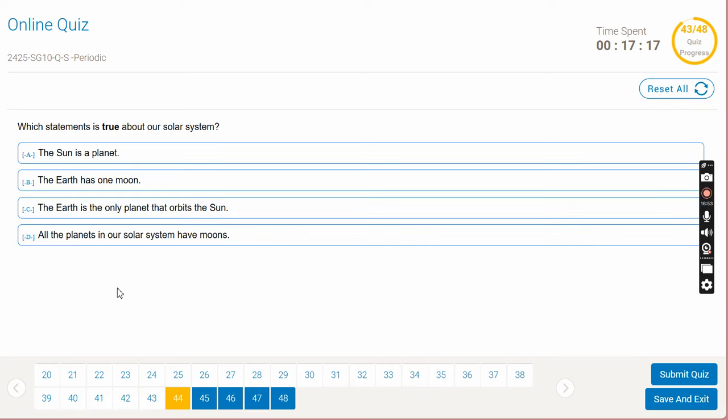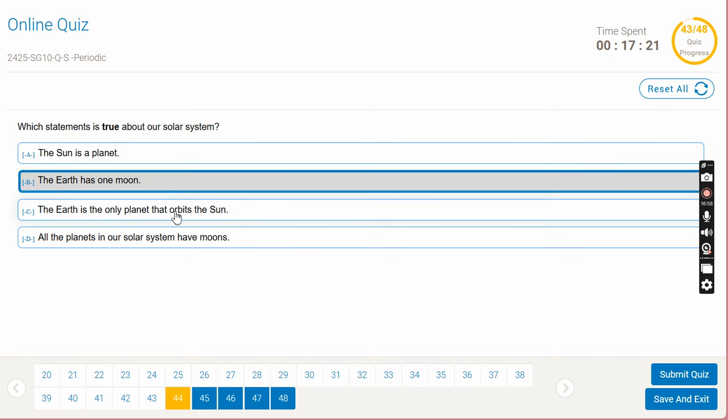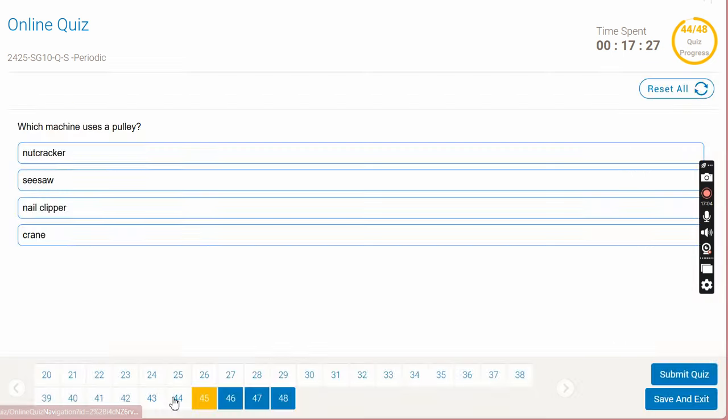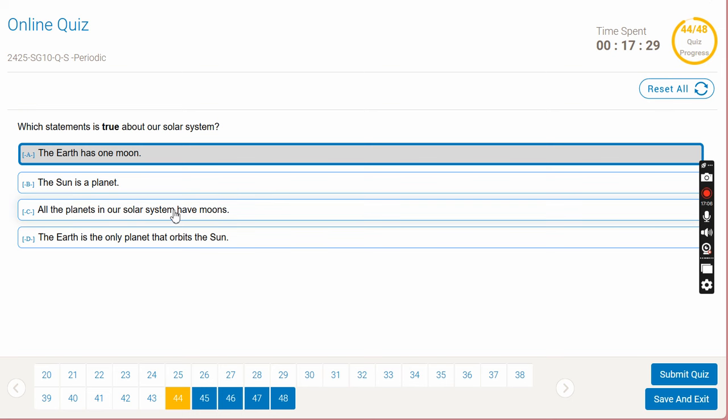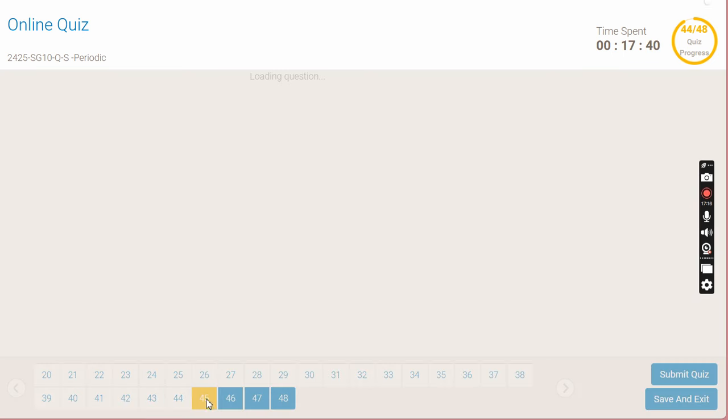Which statement is true about the solar system? The Sun is a planet? No. Earth has one moon? Yes. Earth is the only planet that orbits the Sun? No. And all planets in our solar system have moons. I don't think we can choose more than one. All planets in our solar system have moons. We can only choose one. The Earth is the only planet that orbits the Sun. Nope, that's false. Earth is not the only planet. Let's go to the next one.